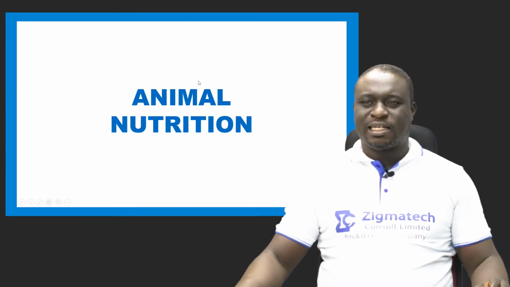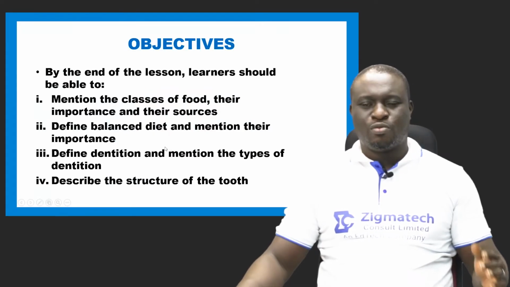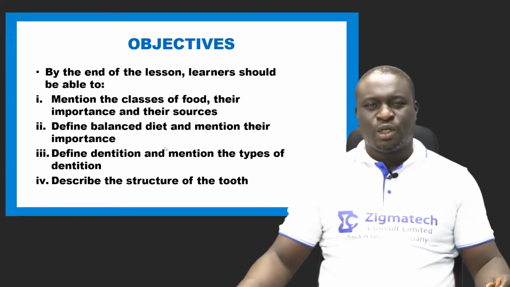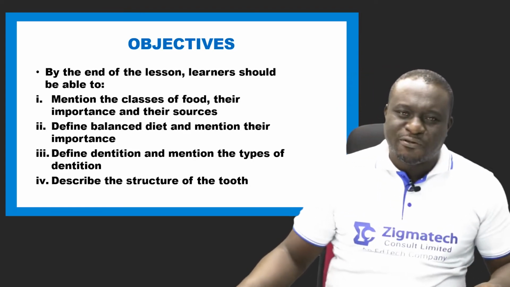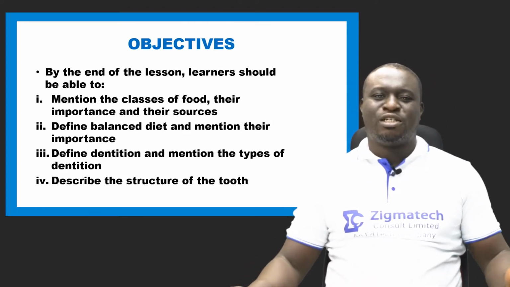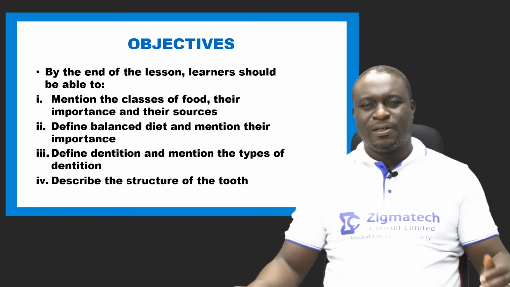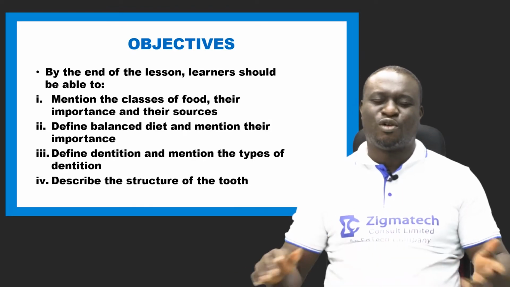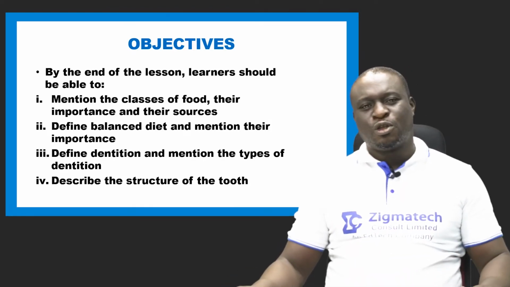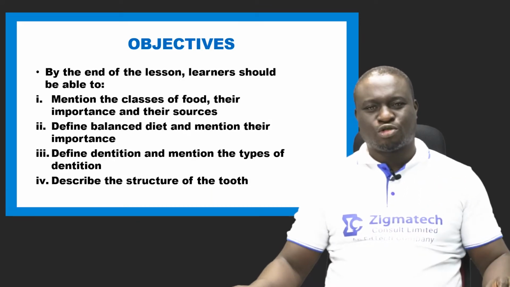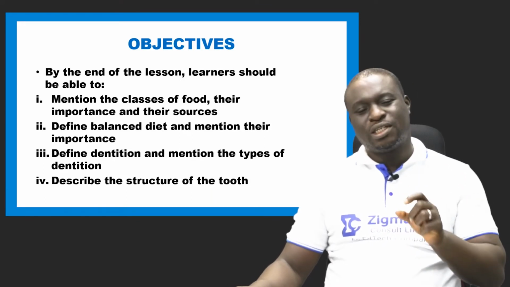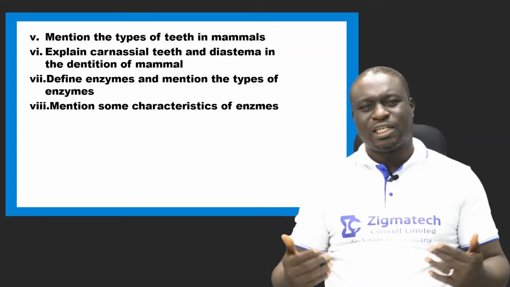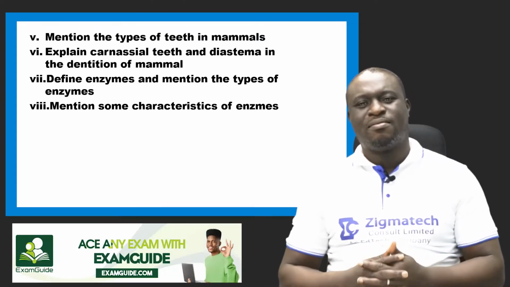At the end of this class, you should be able to mention the classes of food, their importance, and their sources. Number two, you should be able to define balanced diet and mention their importance. Number three, you should be able to define dentition and mention the types of dentition. Number four, you should be able to describe the structure of the tooth, mostly the mammalian tooth. And number five, you should be able to tell the types of teeth in mammals.